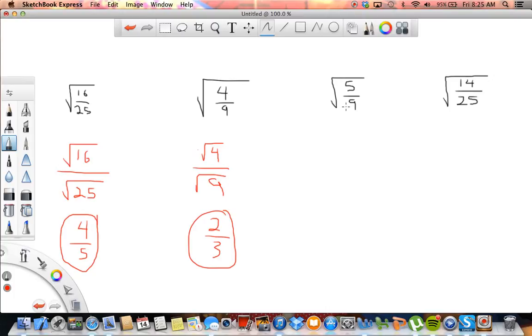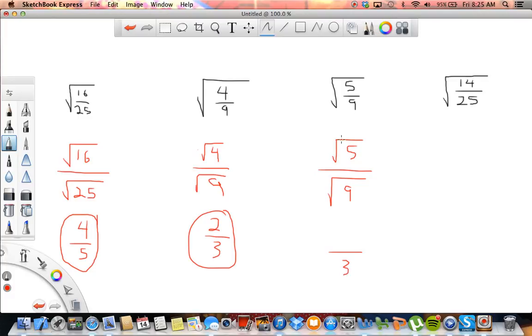Square root of 5 over square root of 9. That's what we've got to write down here. Because that will not simplify down any farther than it already is, we're just going to keep doing what we do. Now, it's pretty obvious the bottom, the denominator, is going to be 3, because you take the square root of 9 and you get 3.